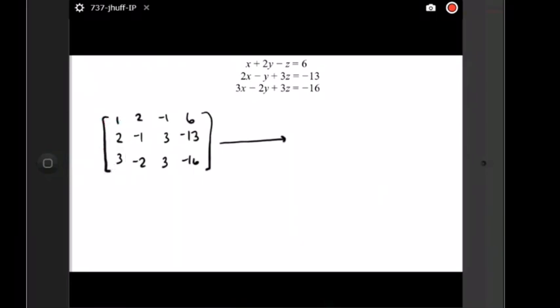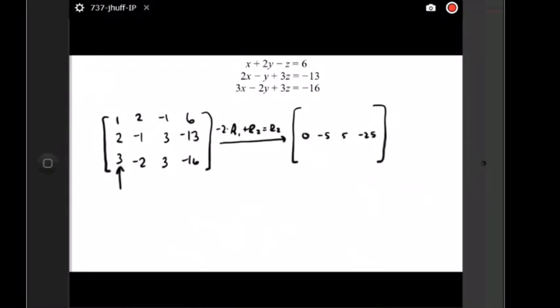So I'm going to multiply row 1 by -2, add it to row 2. That's going to become a new row 2. So -2 times 1 is -2. -2 plus 2 is 0. -2 times 2 is -4, and -4 minus 1 is -5. -2 times -1 is 2. 2 plus 3 is 5, and then -2 times 6 is -12. -12 plus -13 is -25.